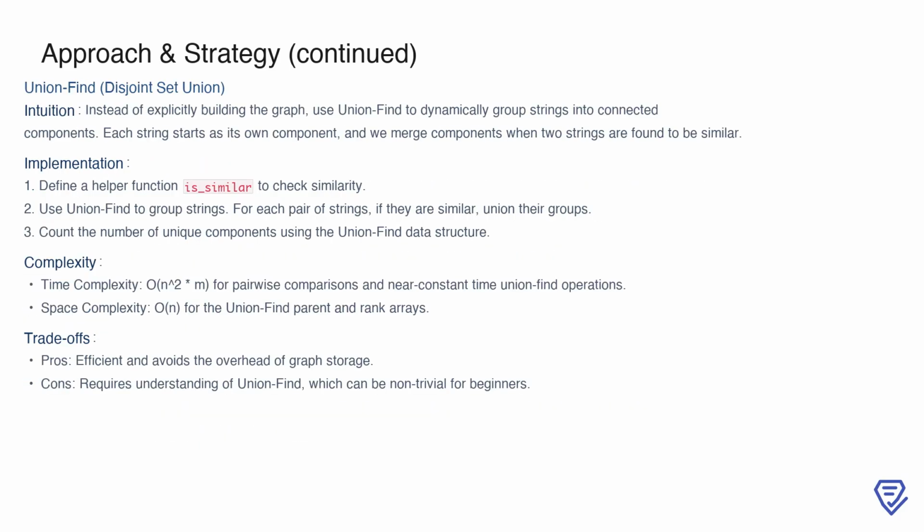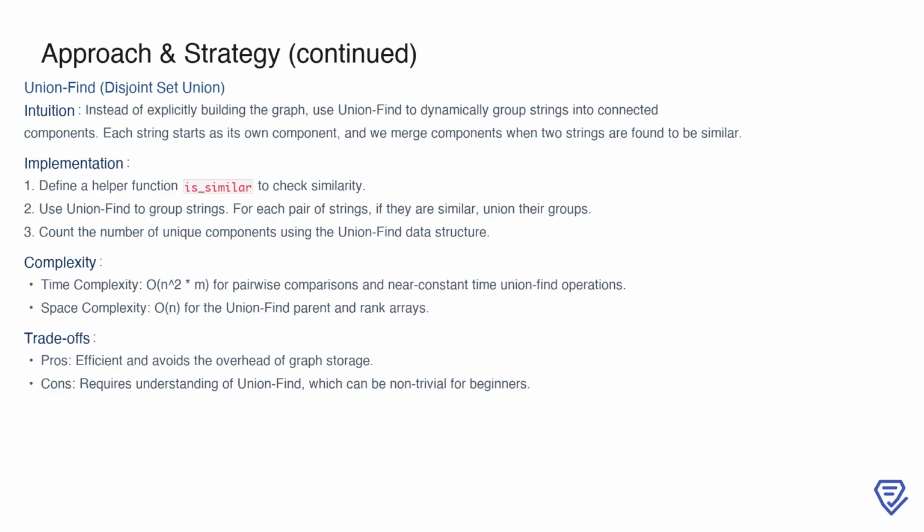A more efficient strategy involves using union find, or disjoint set union, to dynamically manage the grouping of strings into connected components without explicitly constructing the graph. The intuition is simple: each string initially forms its own group or component, and as we find pairs of similar strings, we merge their groups using the union operation.